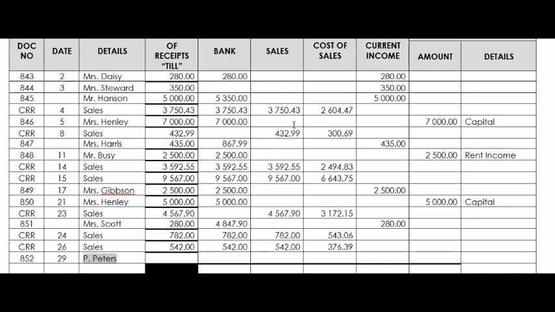On the 29th, the customer's name is P. Peters, who paid us 300 Rand. It's the only transaction for the day, so bank the money. And you have to specify what we received it for, which is current income.